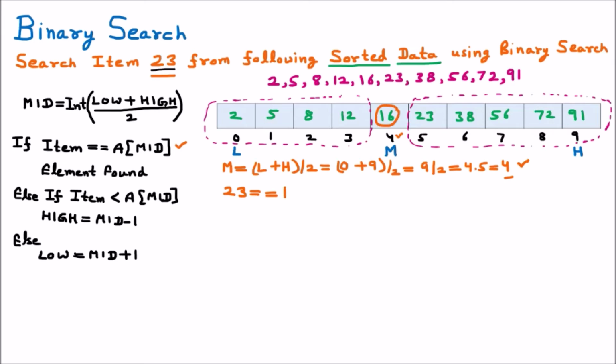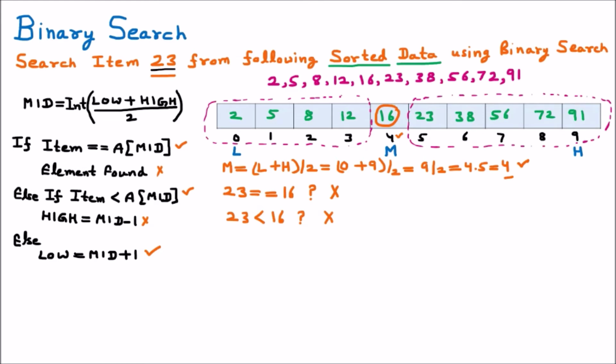Is 23 equal to 16? We are checking this. No, it is not equal to 16. So this part will not work. We go to the next condition, the else if part. Else if item, which is 23, is less than A middle, meaning 16. Is 23 less than 16? We have to check this. No, 23 is not less than 16. So this part will not run and this part will run. That means low is equal to middle plus 1.